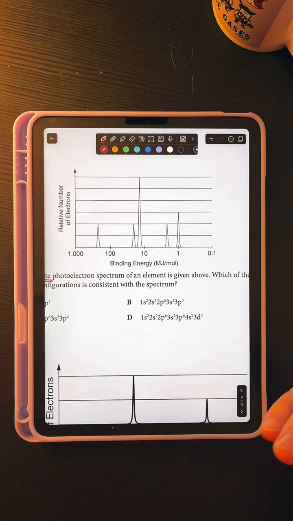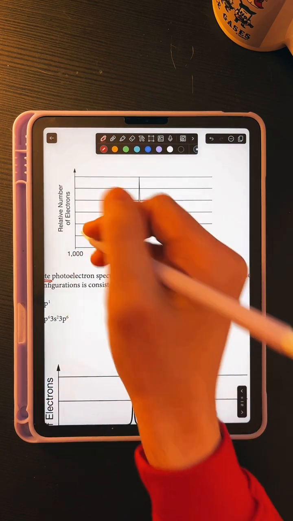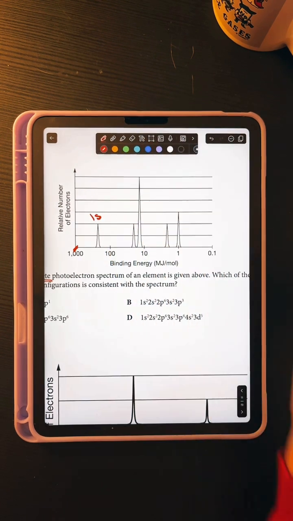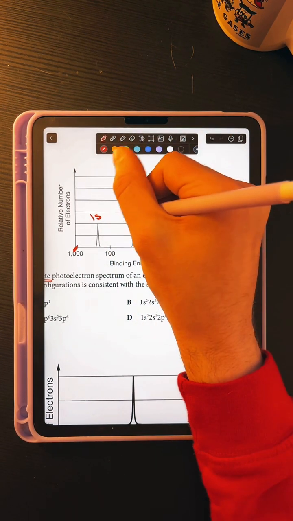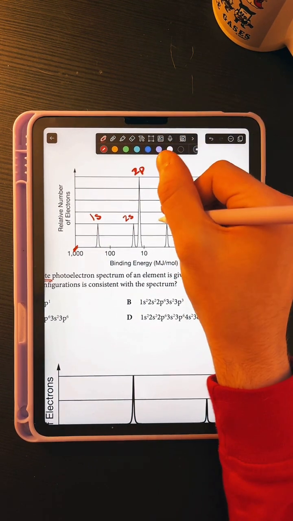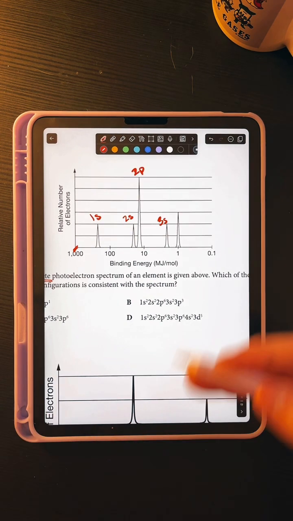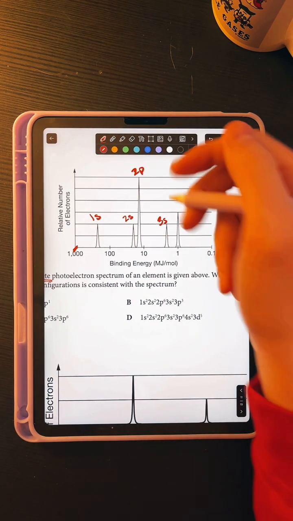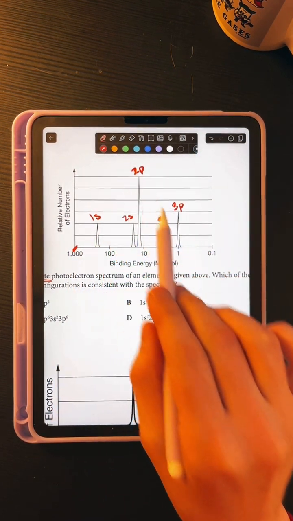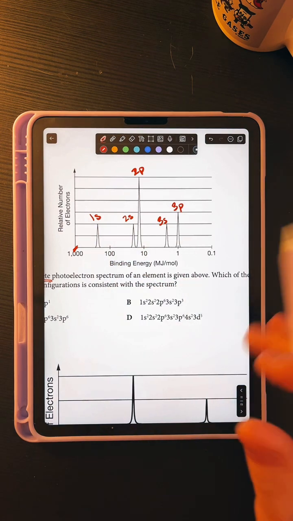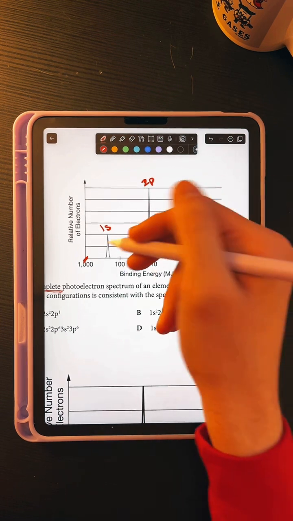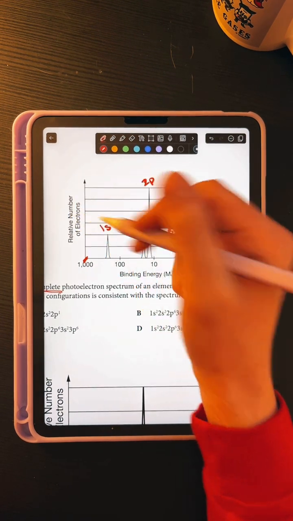We've talked about electron configurations. You will always start over on the left, and the first peak is going to be your 1s peak. Then your 2s peak comes next, then your 2p peak, then your 3s. So it's just like going through your electron configurations, right? 1s, 2s, 2p, 3s, 3p. But what we want to also look at is the relative number of electrons.